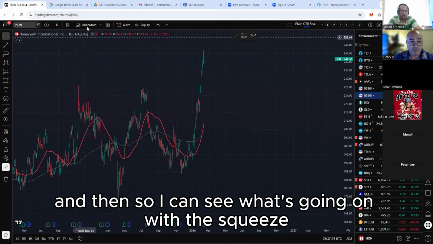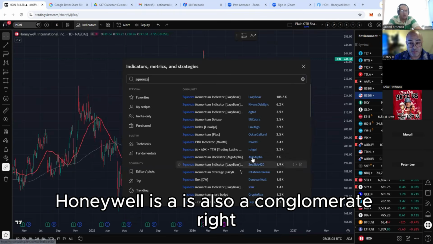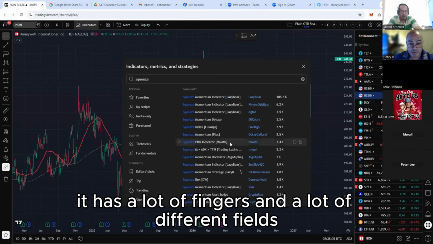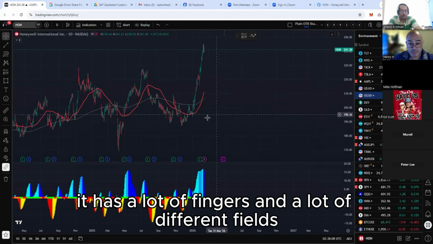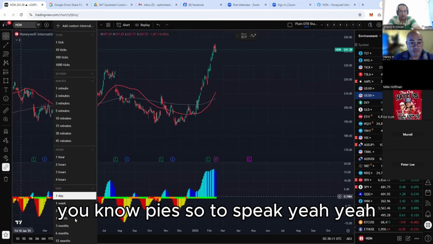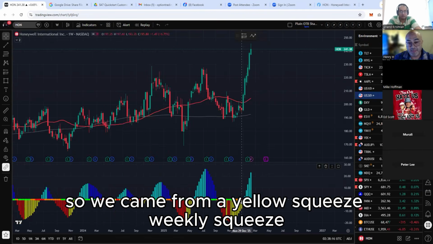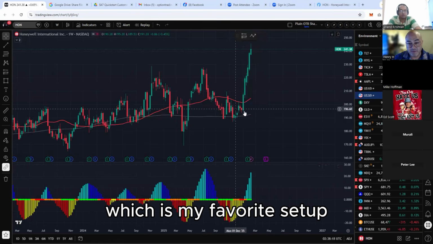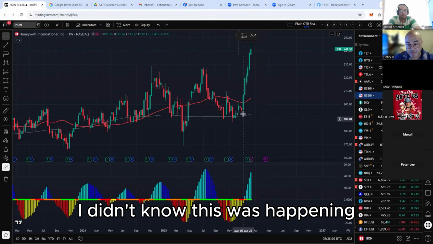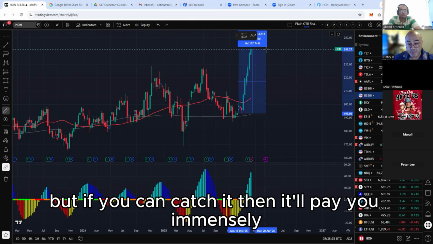And then I can see what's going on with the squeeze. And let's see, I'll just add this. Honeywell is also a conglomerate, right? It has a lot of fingers in a lot of different fields, a lot of different pies, so to speak. This company's huge. And so we came from a yellow squeeze, weekly squeeze, which is my favorite setup. I didn't know this was happening. I didn't catch it. But if you can catch it, then it'll pay you immensely.